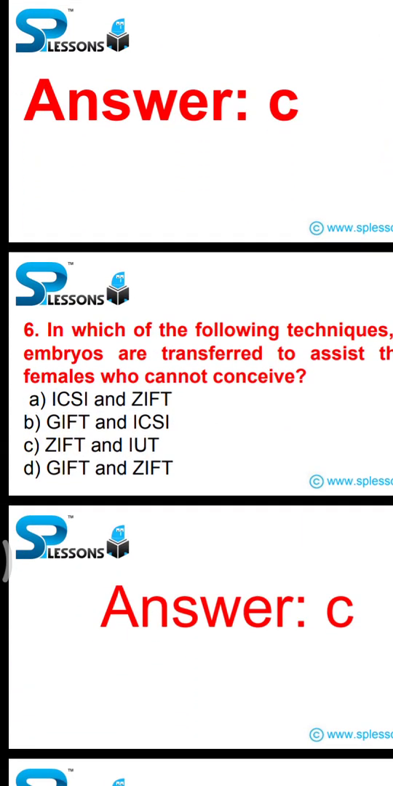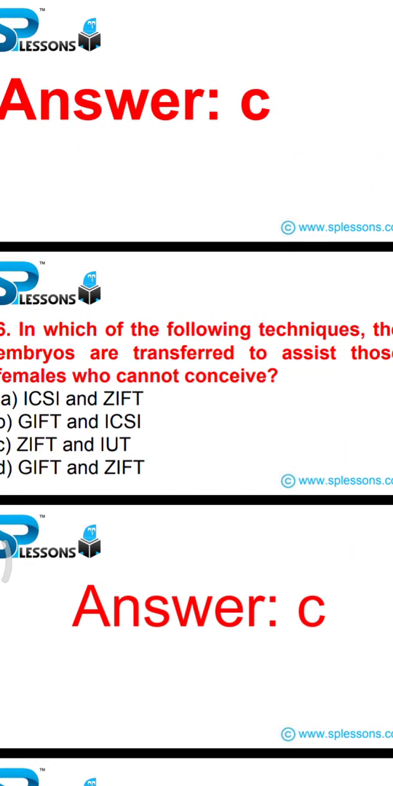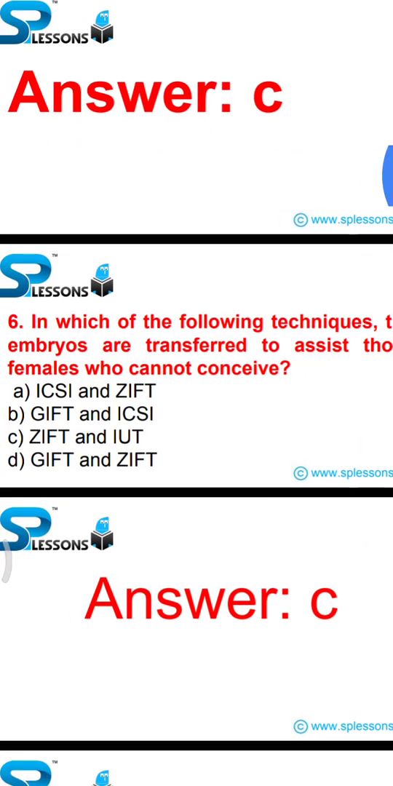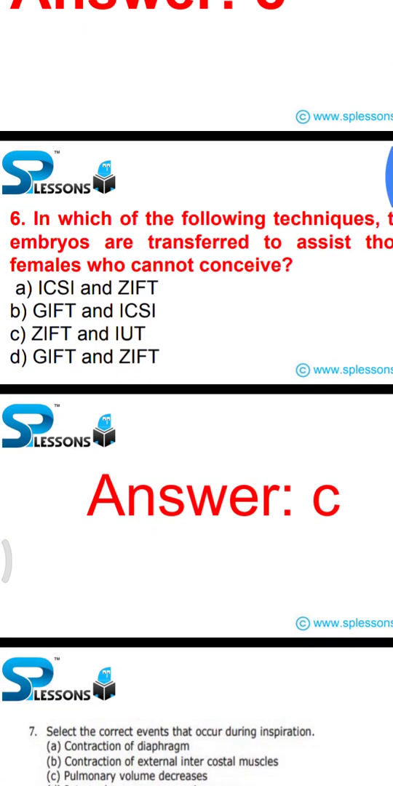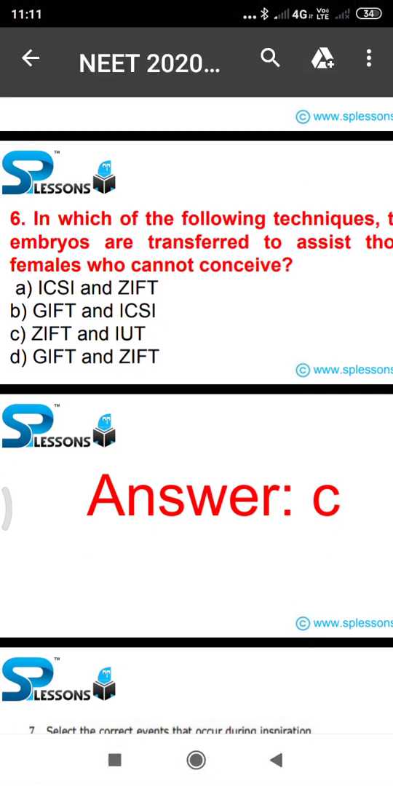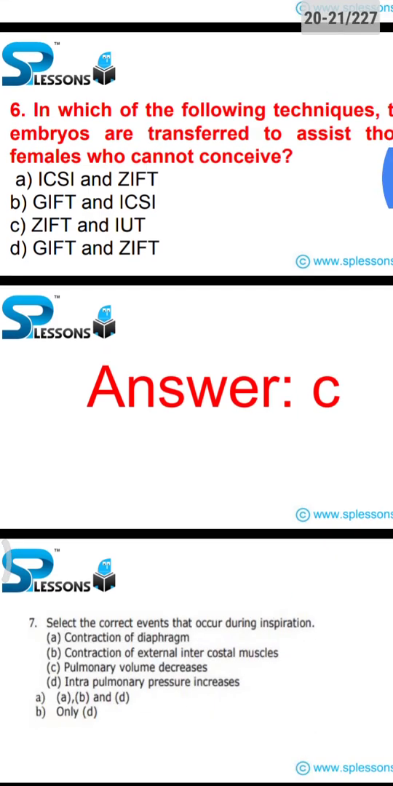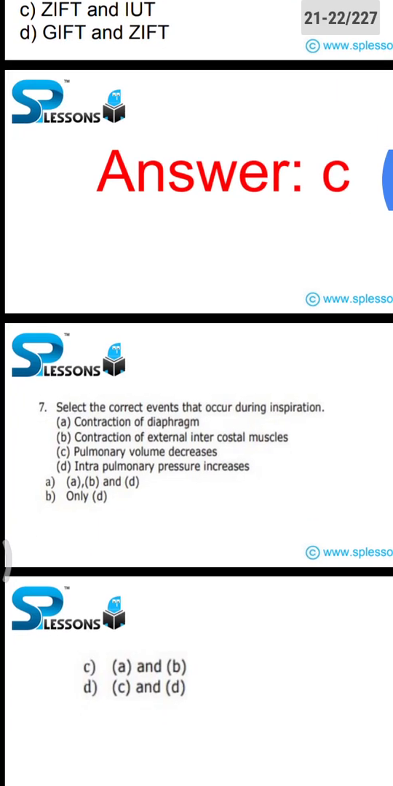Sixth question, in which of the following techniques the embryos are transferred to assist those females who cannot conceive? Option A ICSI and ZIFT, option B GIFT and ICSI, option C ZIFT and IUT, option D GIFT and ZIFT. And the answer is option C ZIFT and IUT.